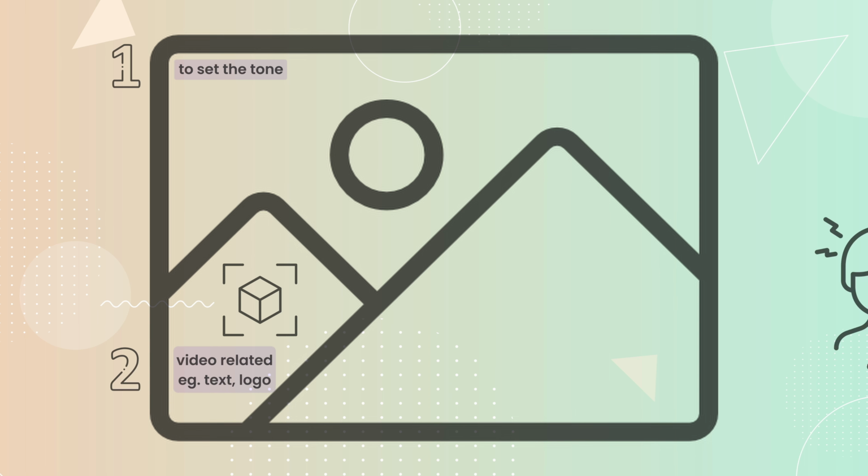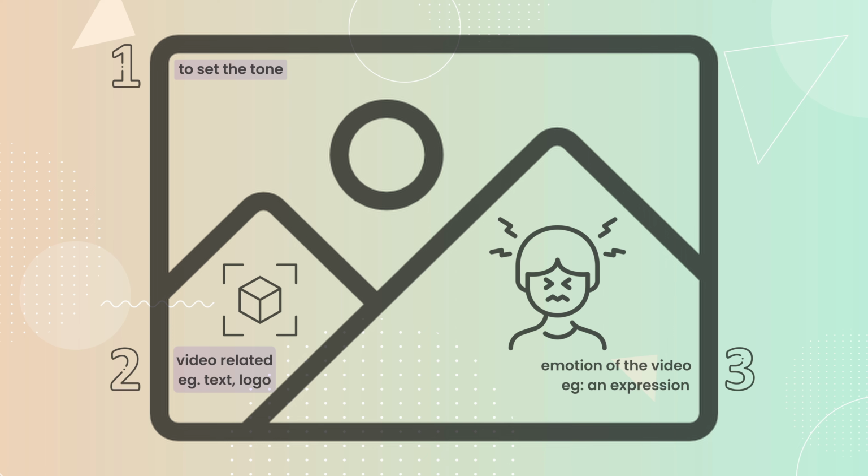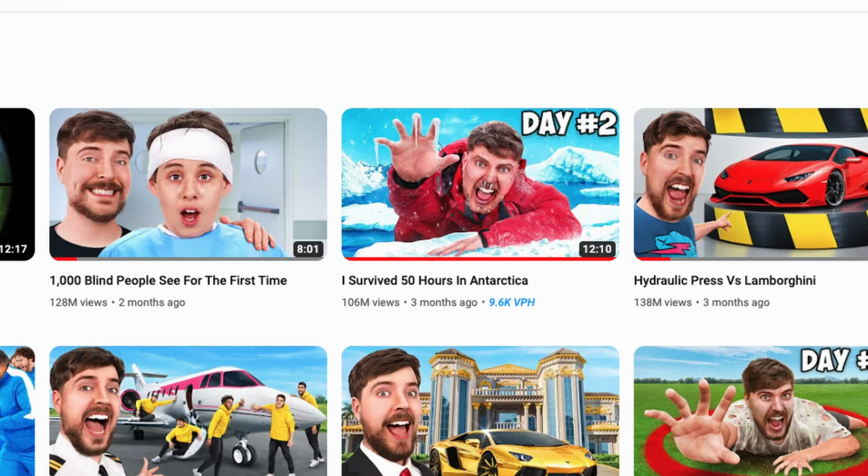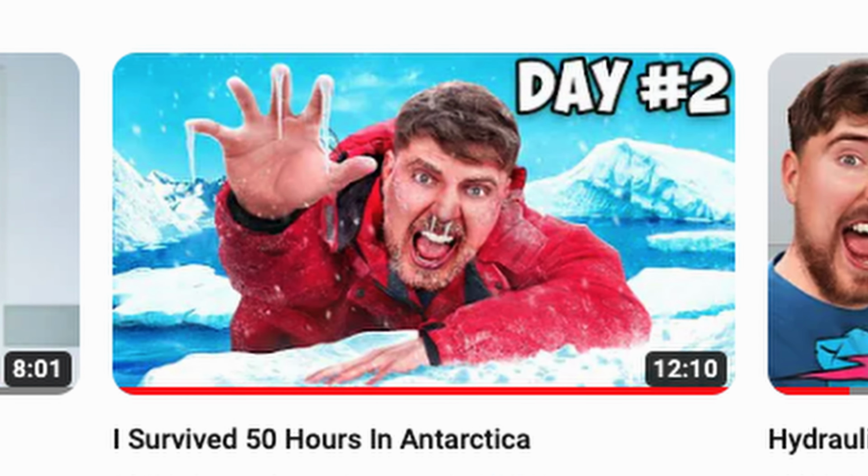A good thumbnail has three main steps. First, you get a background image to set the tone. Then you insert an object, which can be a text, a logo, or something that represents the content of the video. Lastly, you may add an object, typically an image of yourself or someone else, that conveys the emotion of the video or just revalidates the purpose of the video. Most YouTubers, including the likes of Mr. Beast, use these three steps to create amazing thumbnails.